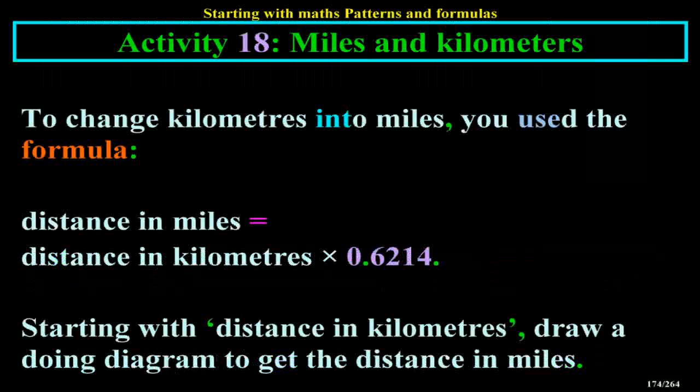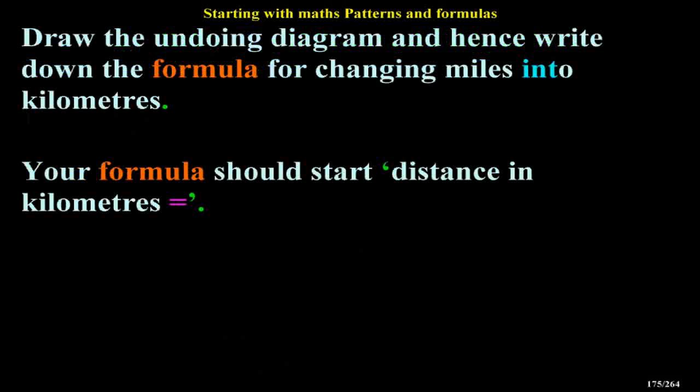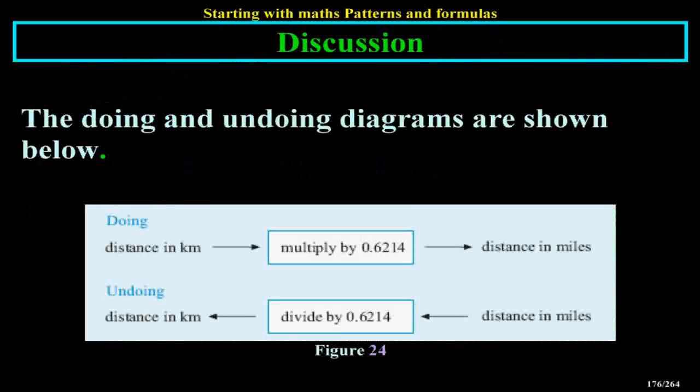Activity 18. Miles and kilometers. To change kilometers into miles, you use the formula distance in miles equals distance in kilometers times 0.6214. Starting with distance in kilometers, draw a doing diagram to get the distance in miles. Draw the undoing diagram and hence write down the formula for changing miles into kilometers. Your formula should start distance in kilometers equals. Discussion. The doing and undoing diagrams are shown below.